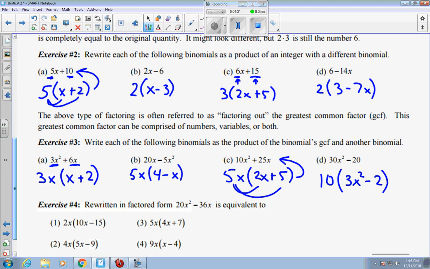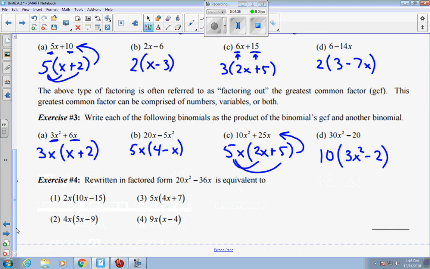In exercise 4, it's multiple choice: rewritten in factored form. 20x squared minus 36x is equivalent to, well, you know you could take an x out. You know that needs to be subtraction. Okay, so you can get rid of this one. Okay, number 3. You want to find the greatest common factor of 20 and 36.